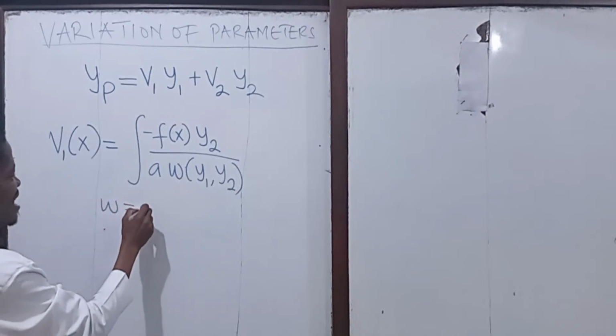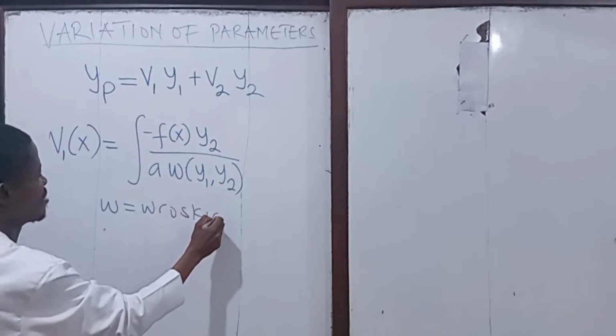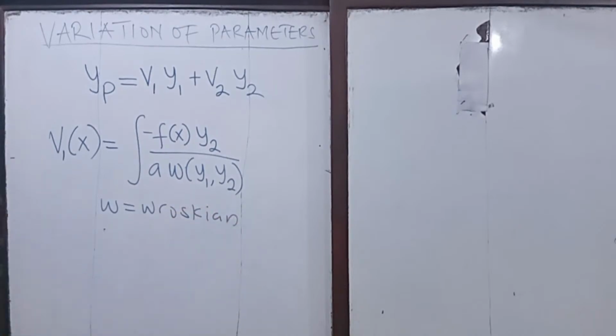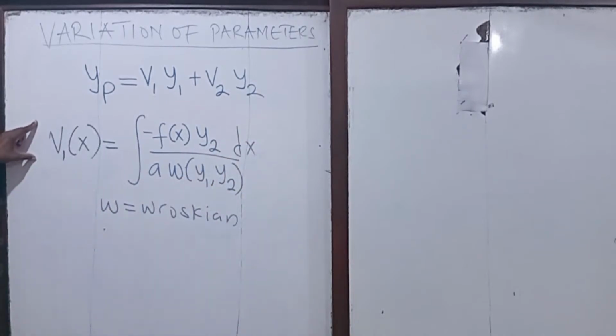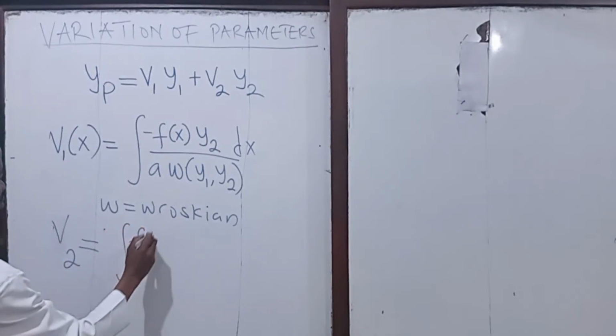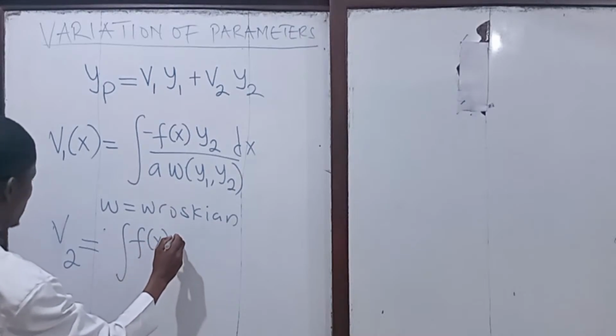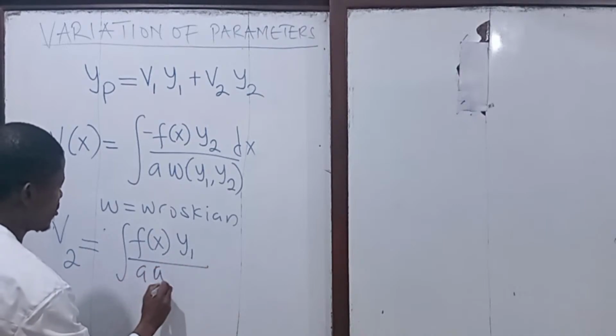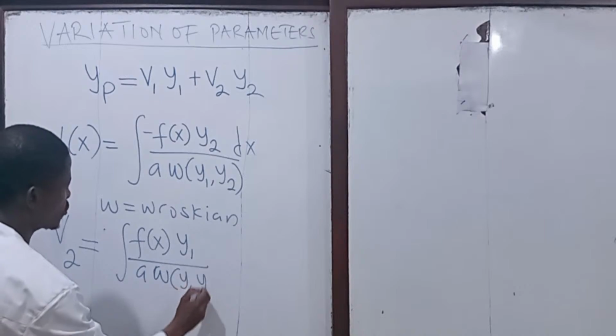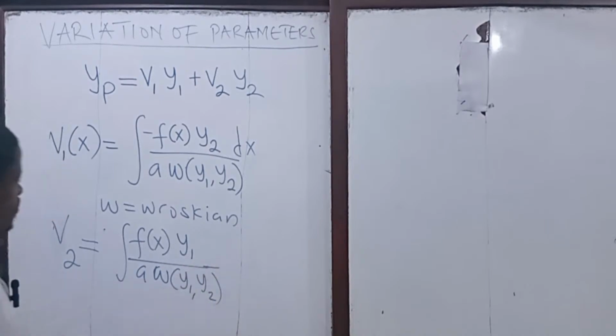I'm going to explain the meaning of this W, which is called the Wronskian. And then you put your dx to that integral sign. That's your v1. Your v2 is the integral of f of x times y1 over a times the Wronskian of your solution y1 and y2. And then don't forget your dx.